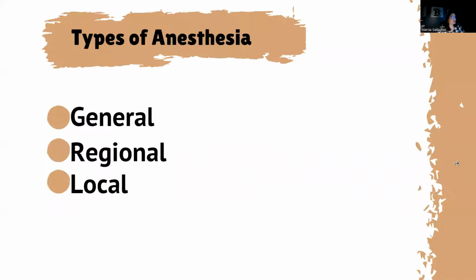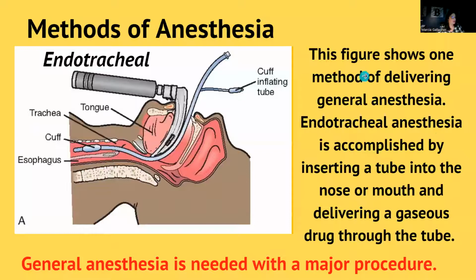Okay, next we're going to talk about 3 types of anesthesia: general, regional, and local. It is very, very important that you know the difference in these types of anesthesia. Let's talk about methods of anesthesia.